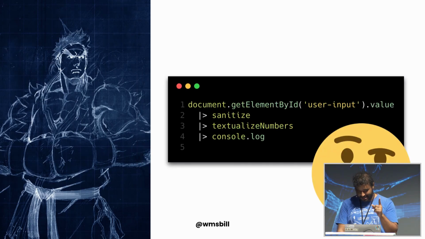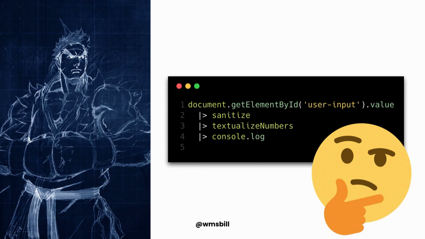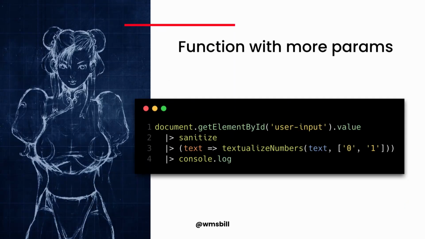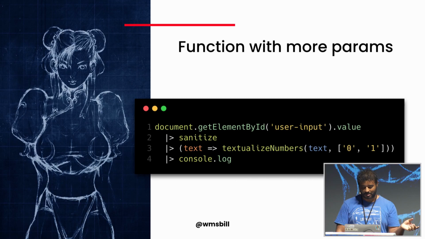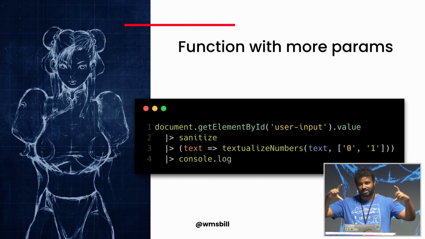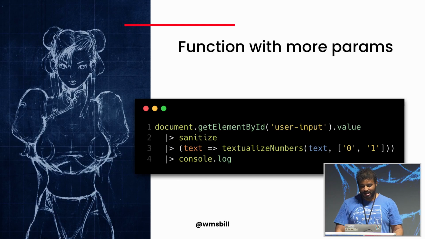What if that textualize number function needs to receive a second parameter? For example, if we only want to textualize zeros and ones, how can we do that here? One possible solution is to create an arrow function that receives one parameter, and inside this arrow function you bind the second parameter. But it creates a syntax overhead because you need to wrap the arrow function with parentheses. So it's kind of tricky.